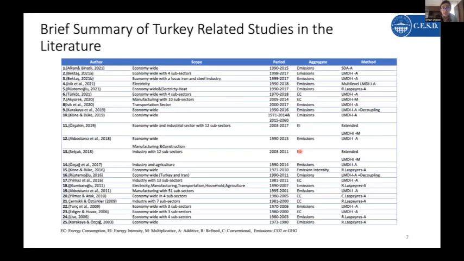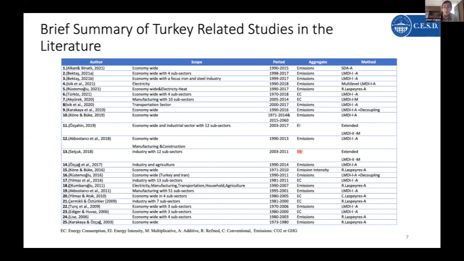Focusing on Turkey, we see that the first study using this methodology was carried out in 2003 by Kadir Has University, and it focused on the change in carbon emissions, conducted by using the refined Laspeyres index. But later on, the studies mostly used the log mean division index, as you can see in the method column, and the majority of the studies focus on the change in emissions.